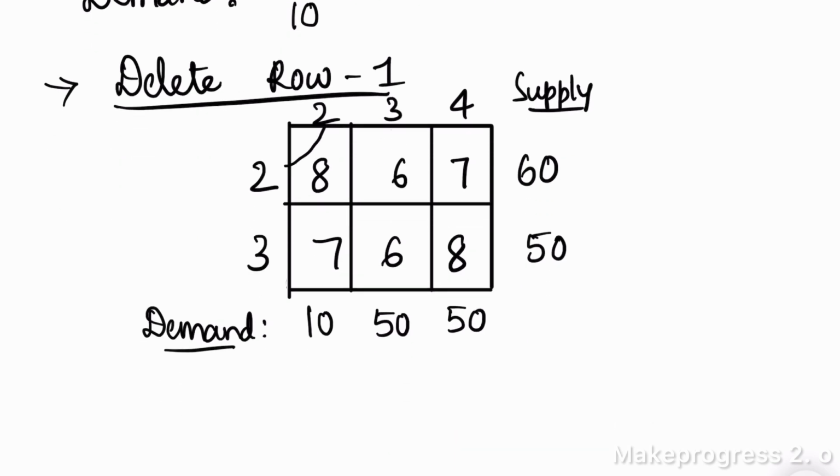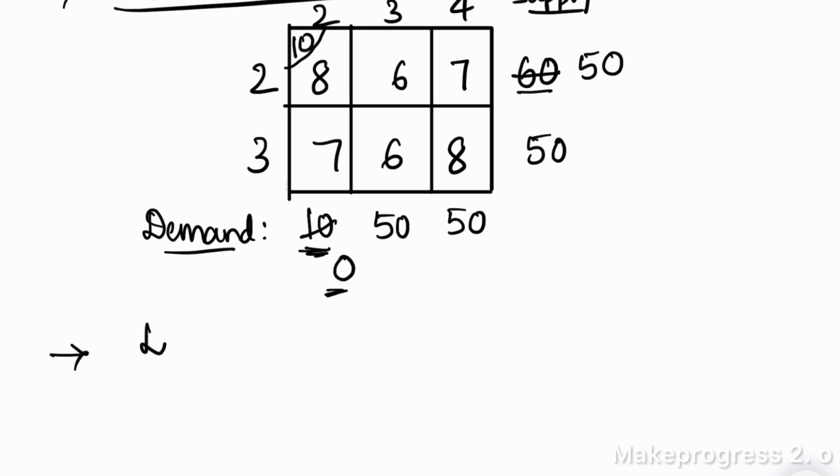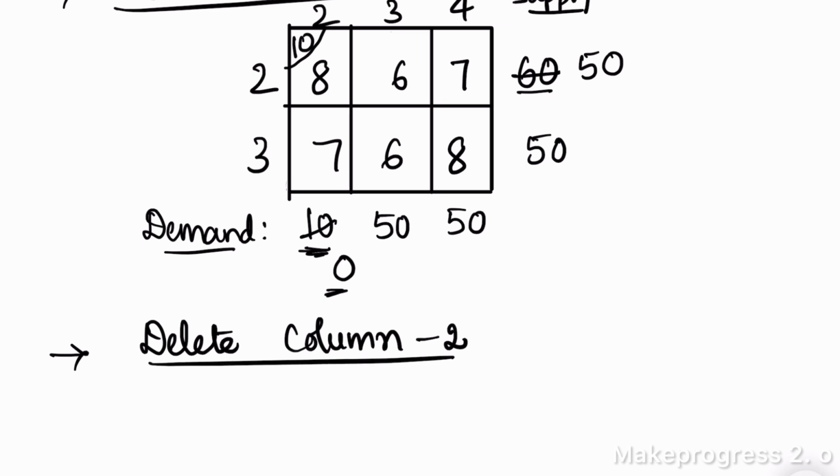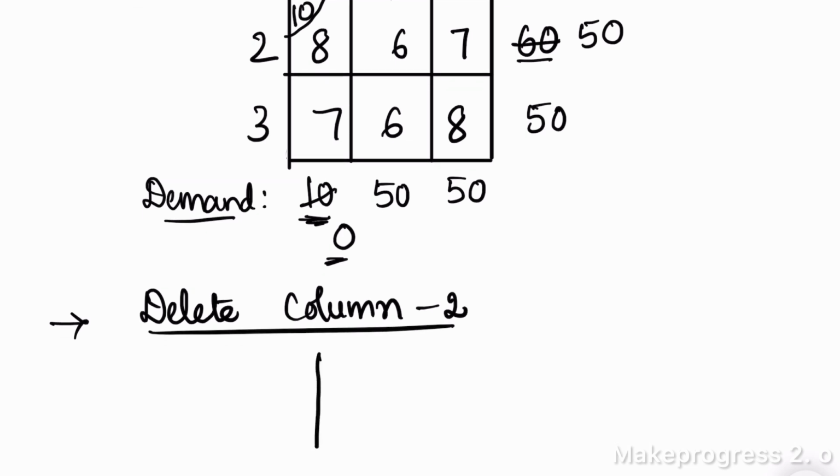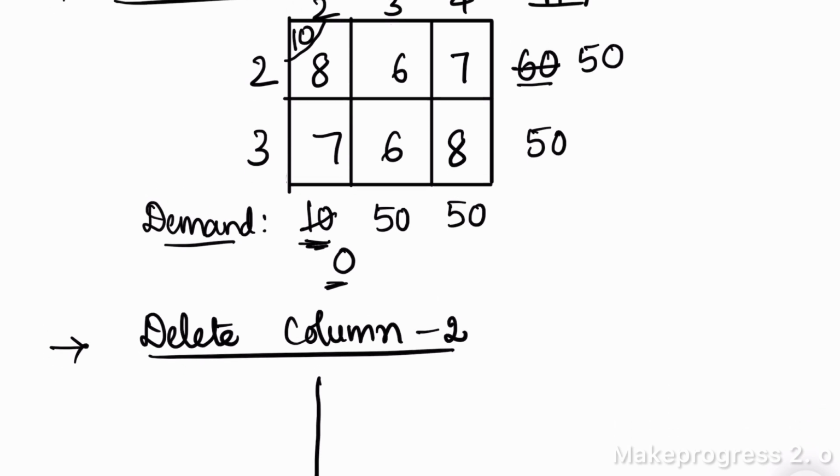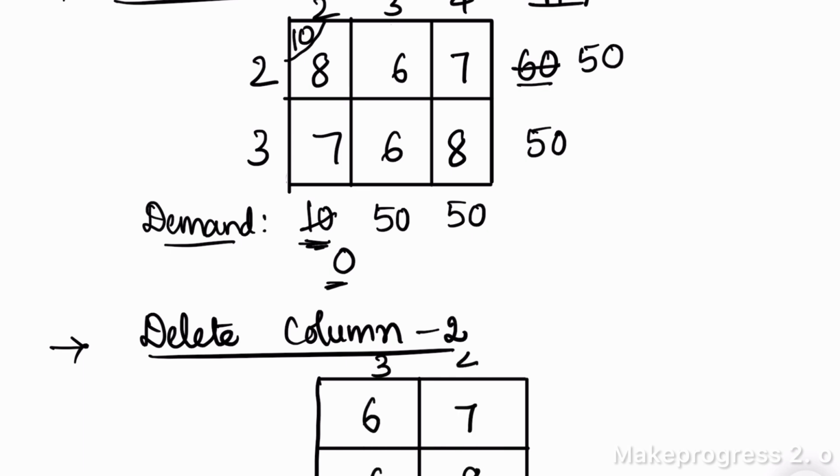So now again considering the northwest corner cell, check demand and supply. Demand is less, so write 10 in the northwest corner cell, and 10 minus 10 is 0, 60 minus 10 is 50. Since the column became 0, delete column 2. Deleting column 2 and redrawing the table again, you will have columns 3 and 4, so 2 rows and 2 columns, 6, 7, 6, 8.